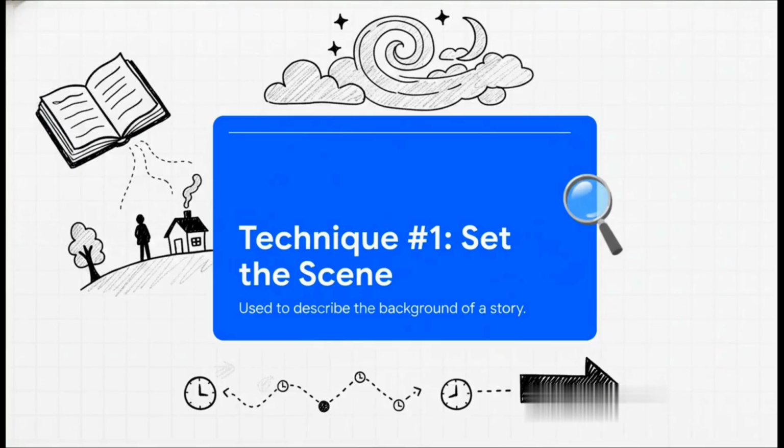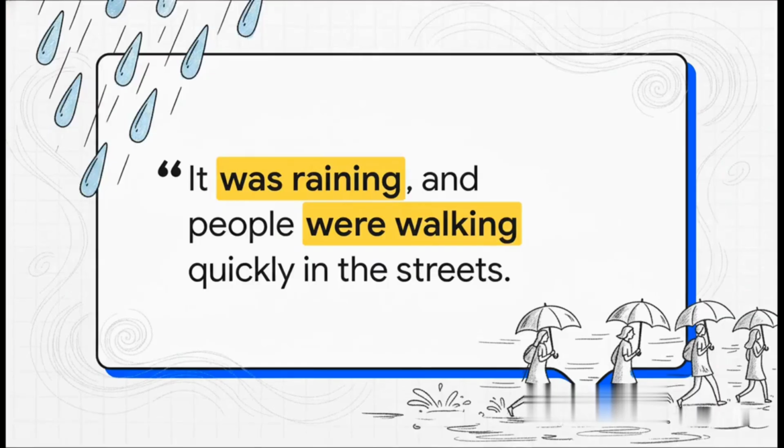First up, technique number 1, setting the scene. Think of this as the foundation of your story. You use the past continuous to describe the background, to create the atmosphere, to paint a picture for your audience before the main event even kicks off. Just listen to this. It was raining and people were walking quickly in the streets. You're instantly there, aren't you? You can almost feel the damp air and see the blur of people rushing by. It's not just information, it's an entire mood, an environment created with just a few simple words.